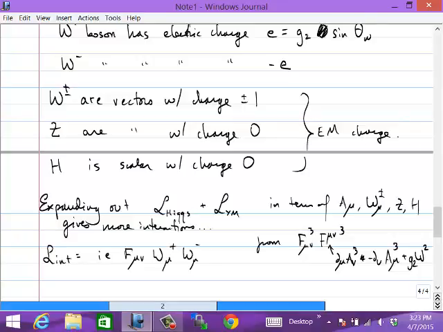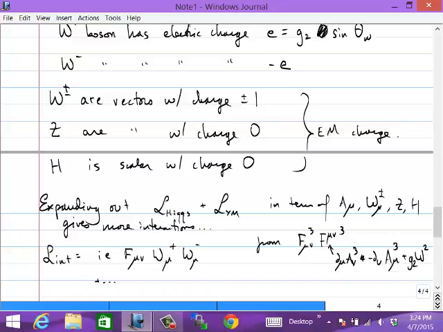Okay. So for example, this would lead to a term where a gauge boson, or the photon, can break apart into a W plus and a W minus. And then there'll be various other terms involving couplings of the W to the Z, as well as couplings of the W's with one another.